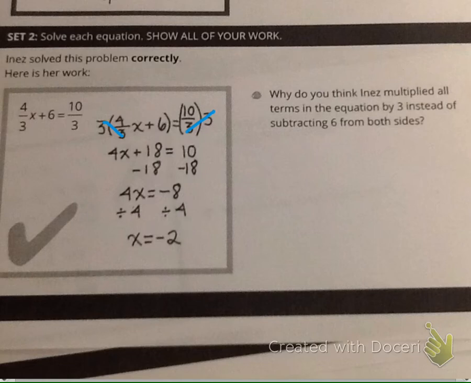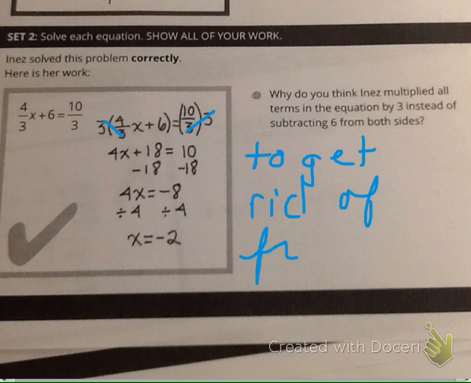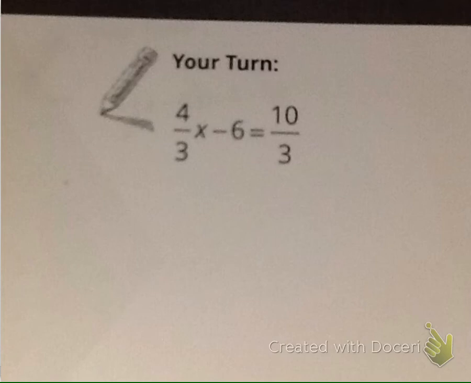So the reason she multiplied by 3 first, here, here, and here, instead of subtracting 6 first, by the way, I would have probably just subtracted 6 first, is to get rid of the fractions. Because most people don't like working with fractions. Okay, so now it's your turn.